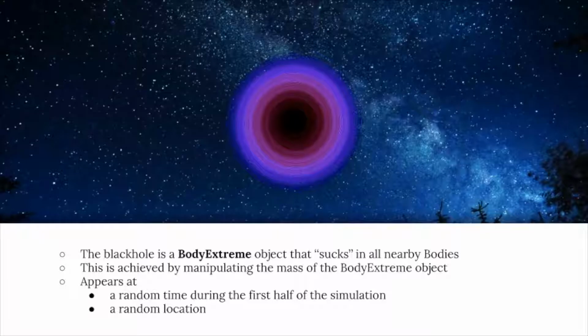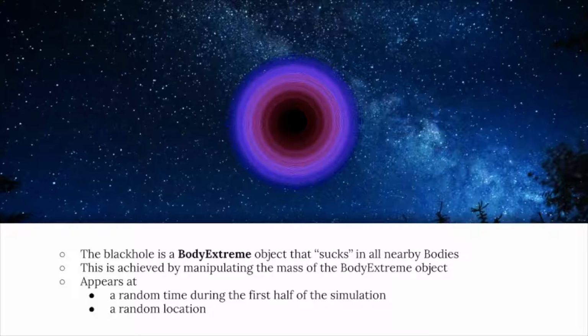The black hole object is a Body Extreme object that sucks in almost everything that's near it. The way we did this was by making its mass large enough so its gravitational pull was very strong, and when another body's position was within the black hole graphic, it would disappear. We added a method to the Body Extreme class to check if a body was in the black hole, meaning its position is within a specific range from the center of the black hole image. We also edited the draw method so that if a body is in the black hole, it wouldn't be drawn.